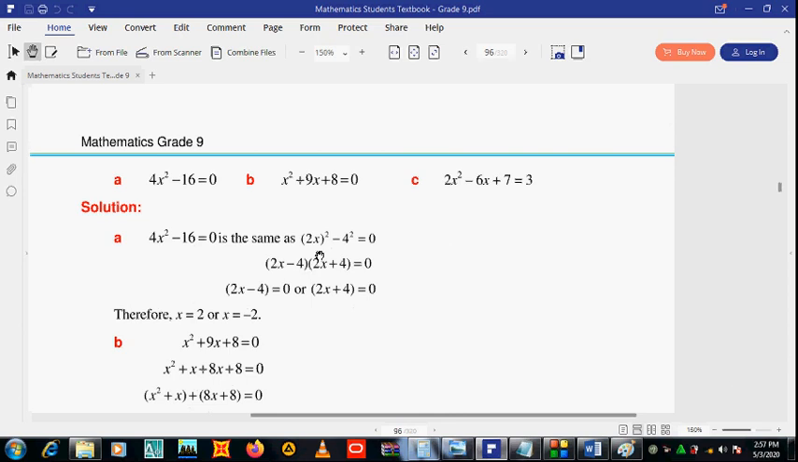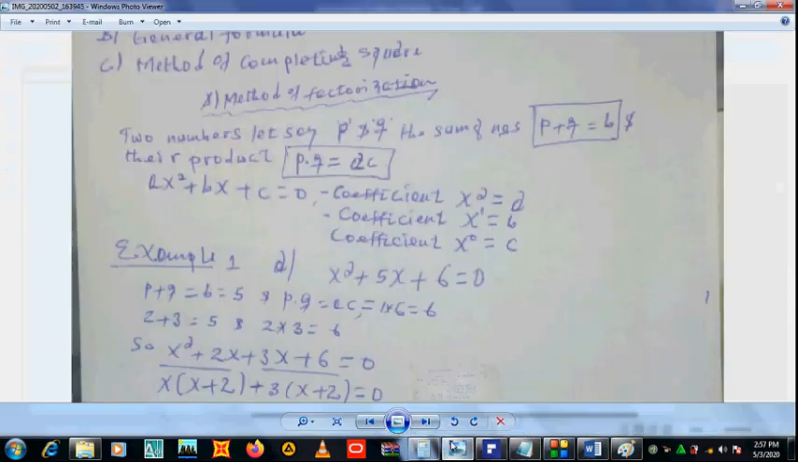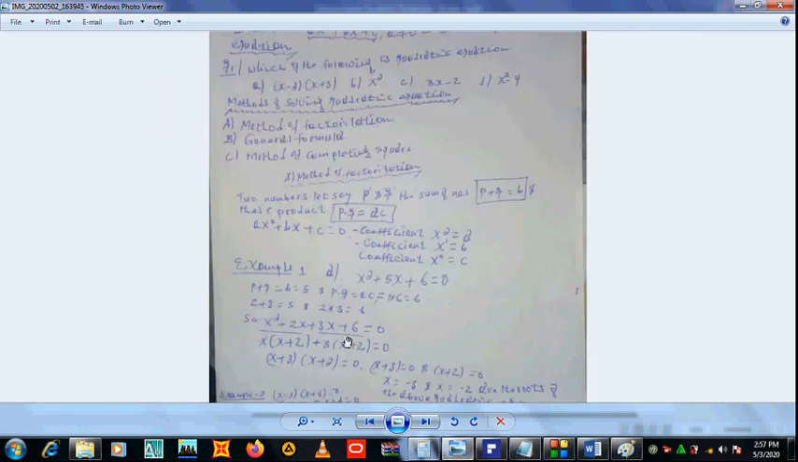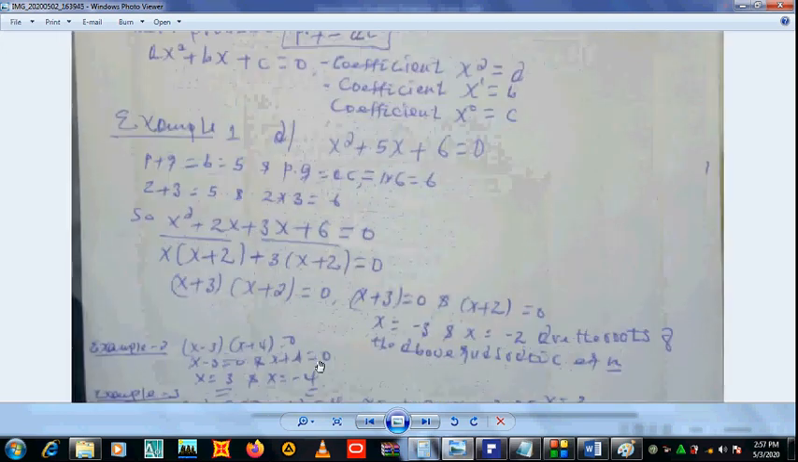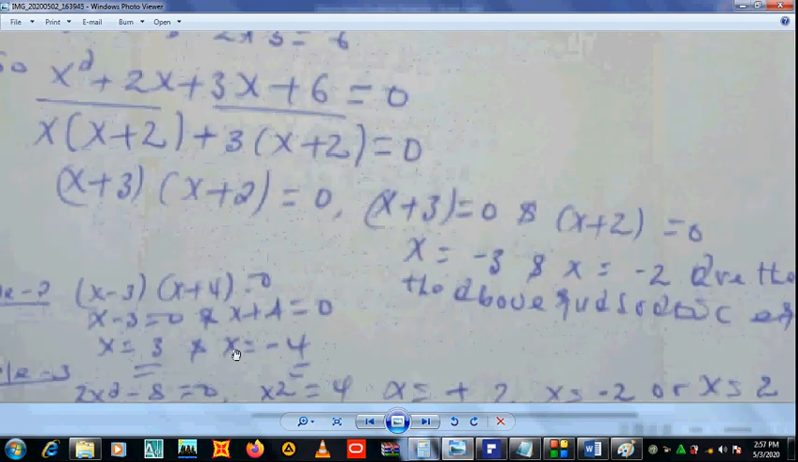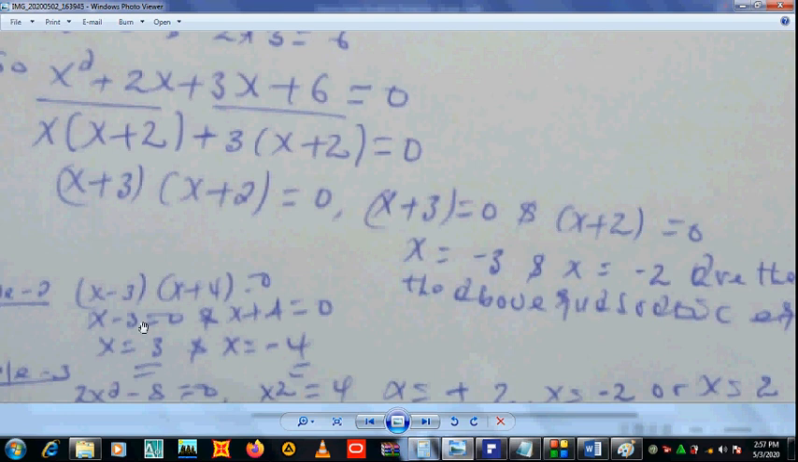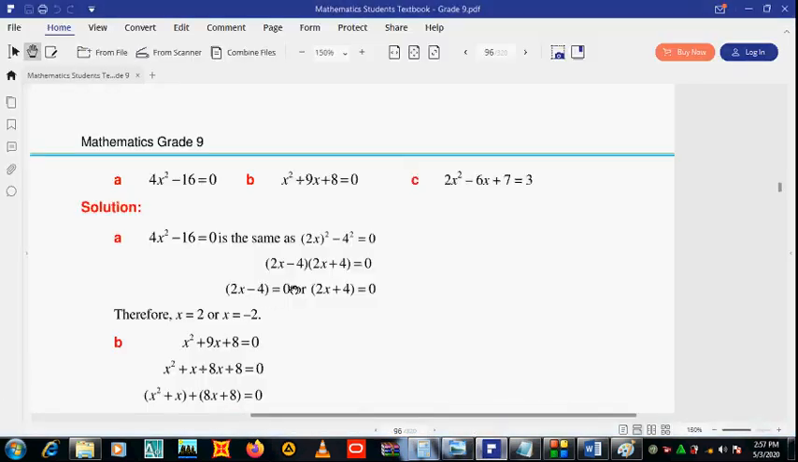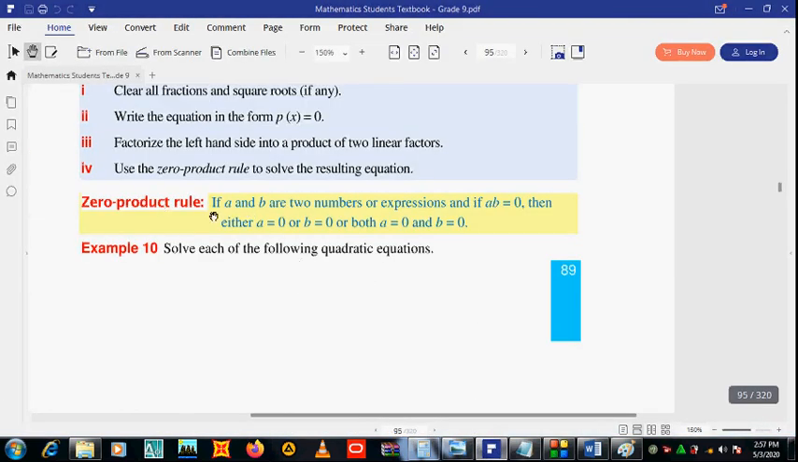These examples are very easy. Let's do an example. You already did this example: x squared minus 3x plus 4 equals 0. Then we solve this by the zero product rule. Follow this formula. Zero product rule.